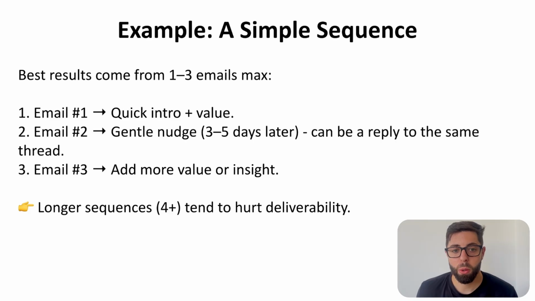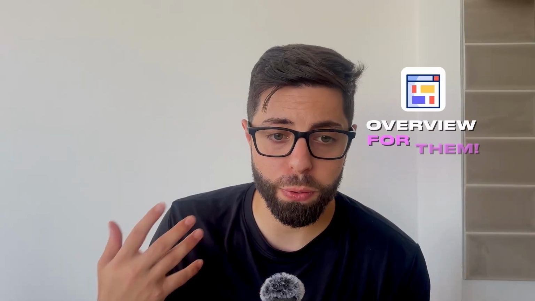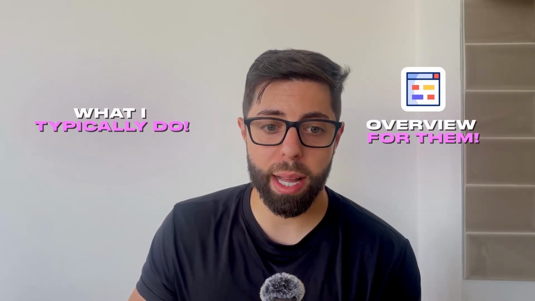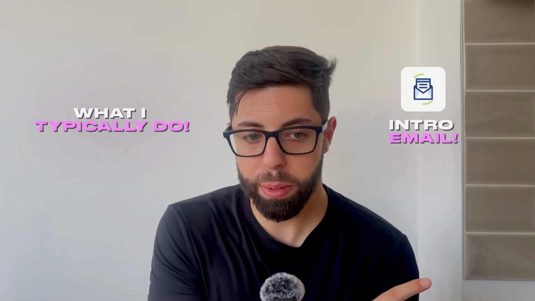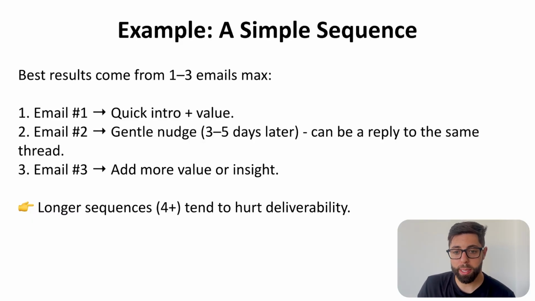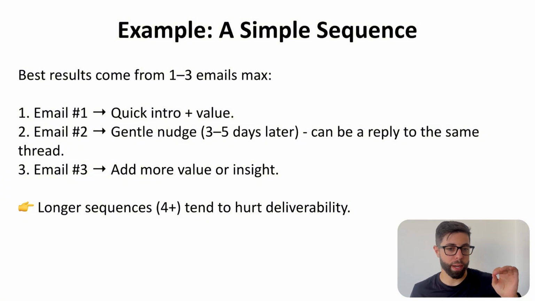Next, when it comes to a simple sequence, I like using one-step, two-step, or even three-step emails. As an overview, I'll have a quick intro email in the first email. I'll then nudge them a couple days later to see, hey, did they just get busy? Did they not reply to the email? And for email number 3, I'll typically try to provide a little more value or insight, or change the pain point I'm going after altogether.